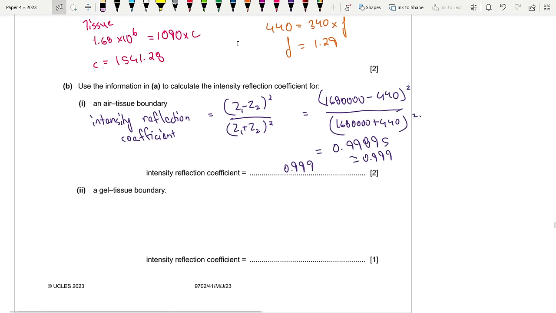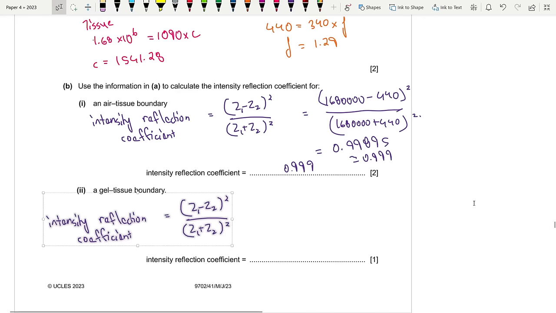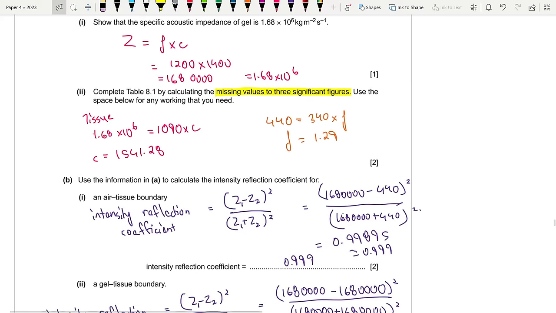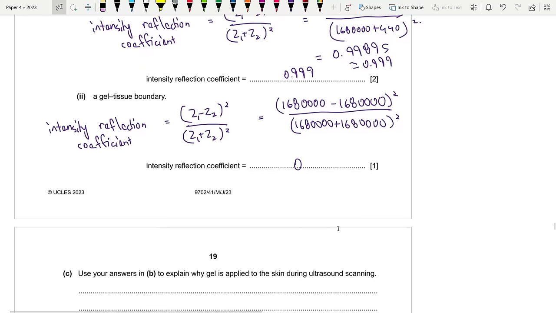And for the gel tissue boundary, we can just repeat the same thing. It's just that their values are actually the same, right? So it is 168,000 minus 168,000. I missed a zero over here. Divided by 168,000 whole square. So yeah, anything zero divided by anything is also zero. So basically, if we use the coupling medium, the intensity reflection coefficient becomes zero. So 100% of the radiation, or the ultrasound, is transmitted into the body.